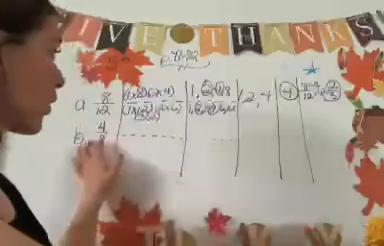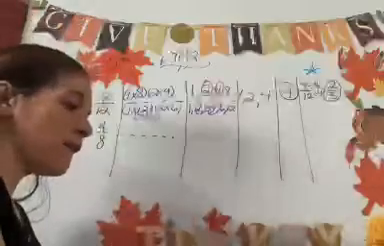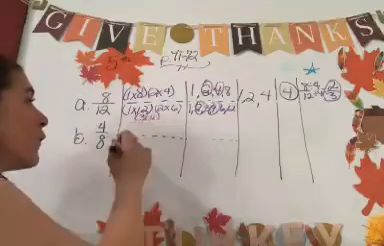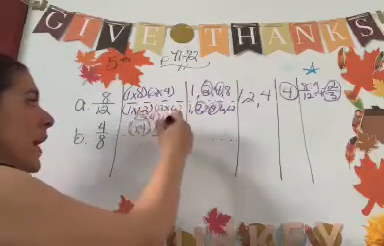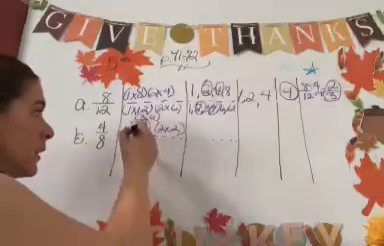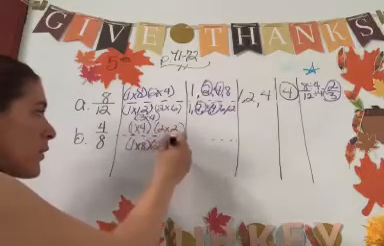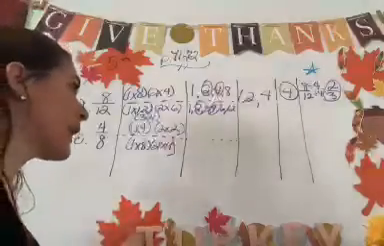Okay, so let's do 4 over 8. Here we go. Give me your pairs of factors, Emiliana, for 4. 1 and 4, 2 and 2. Good. Safir, give me your pairs of factors for 8. 1 times 8 and 2 times 4. Excellent job, okay?